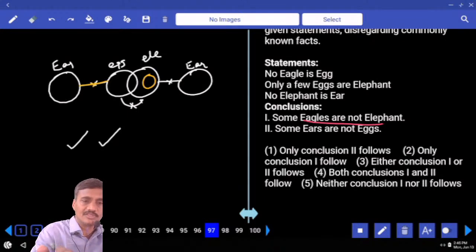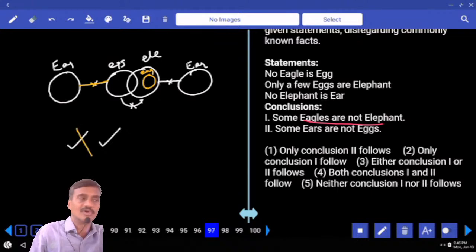ఎగ్గతో కలవకుండా ఈగిల్ ఇందులోకి వచ్చేసింది. క్లియర్? And so we have proven a case where all eagles are elephant is true. Some eagles are not elephant will be false.